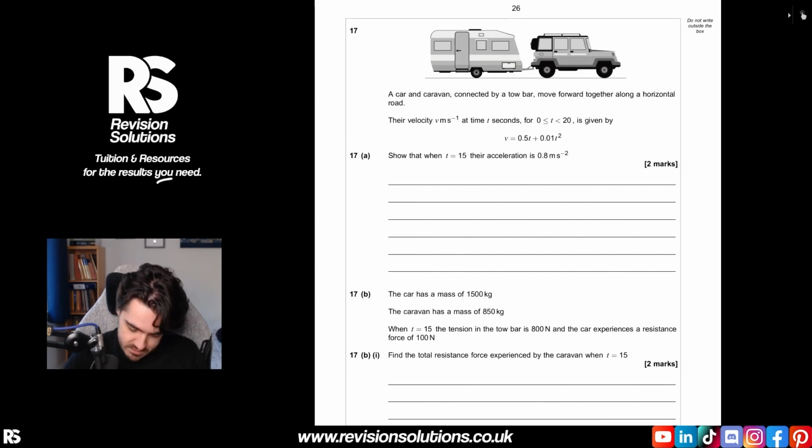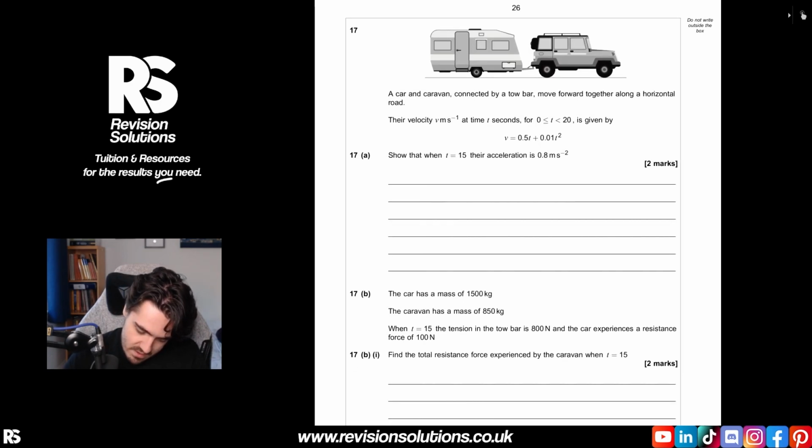So the last question, question 17, we have a car and caravan connected by a tow bar. They move forward together along a horizontal road. Their velocity is v meters per second at time t seconds, where t runs from 0 to 20, and the velocity is given by 0.5t plus 0.01t squared. Show that when t equals 15, their acceleration is 0.8 meters per second squared.